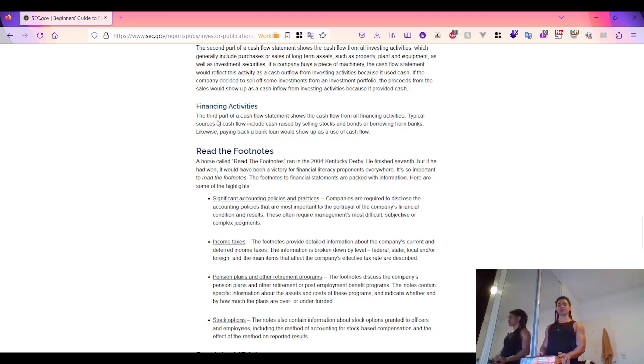Then I also look at the affiliates, which are investors that own a significant amount of stock in another company, usually between 20 and 50%. Okay, and then I look at other operating assets.